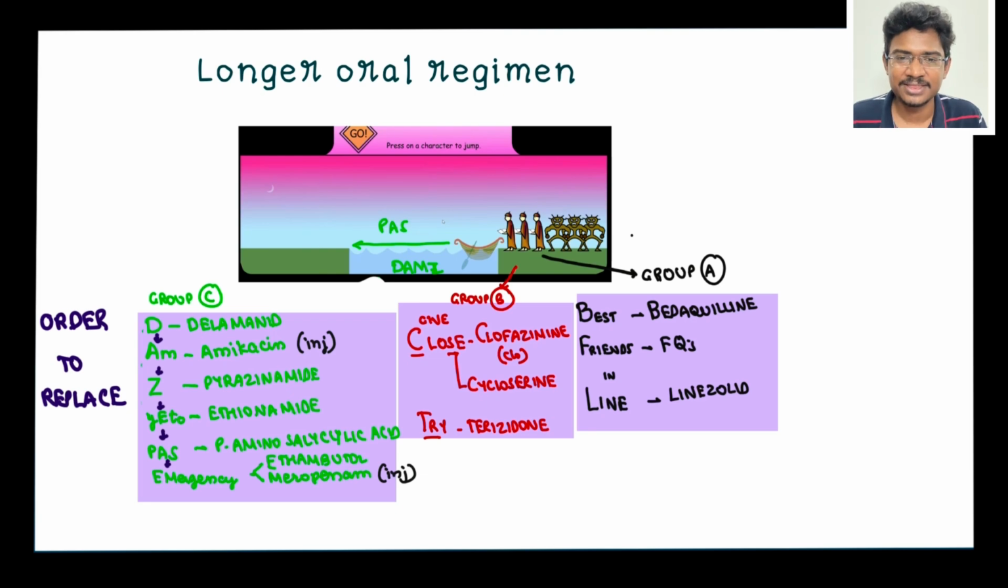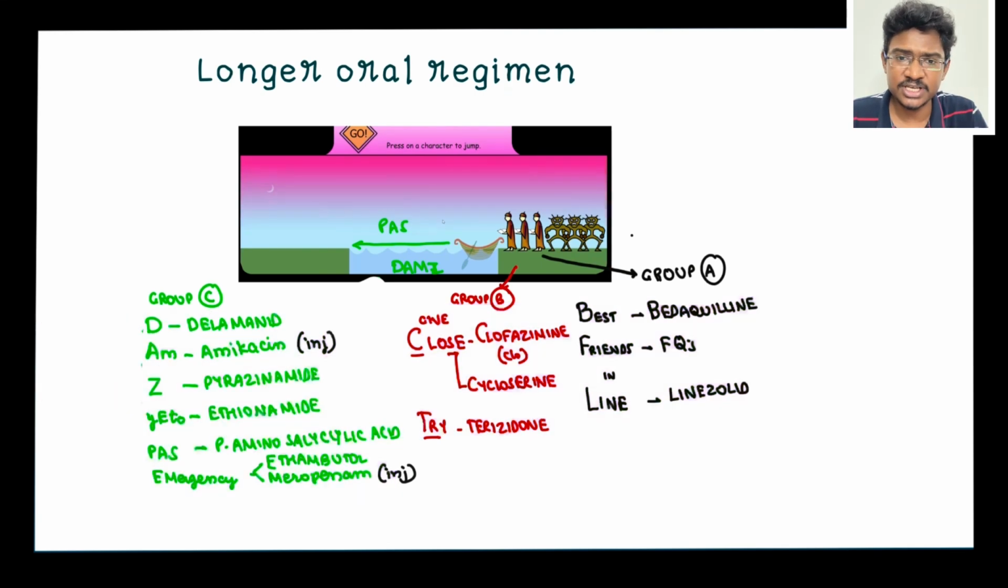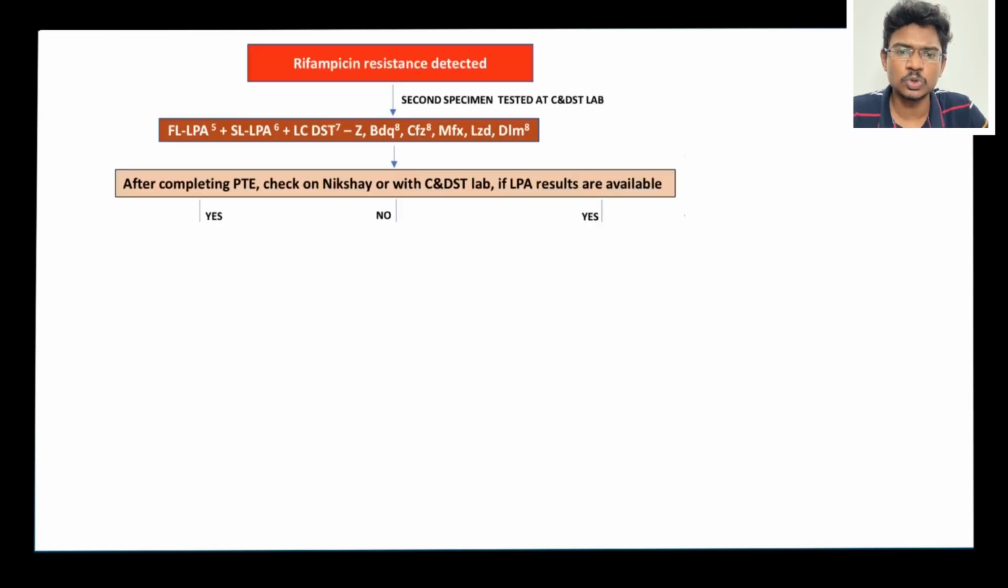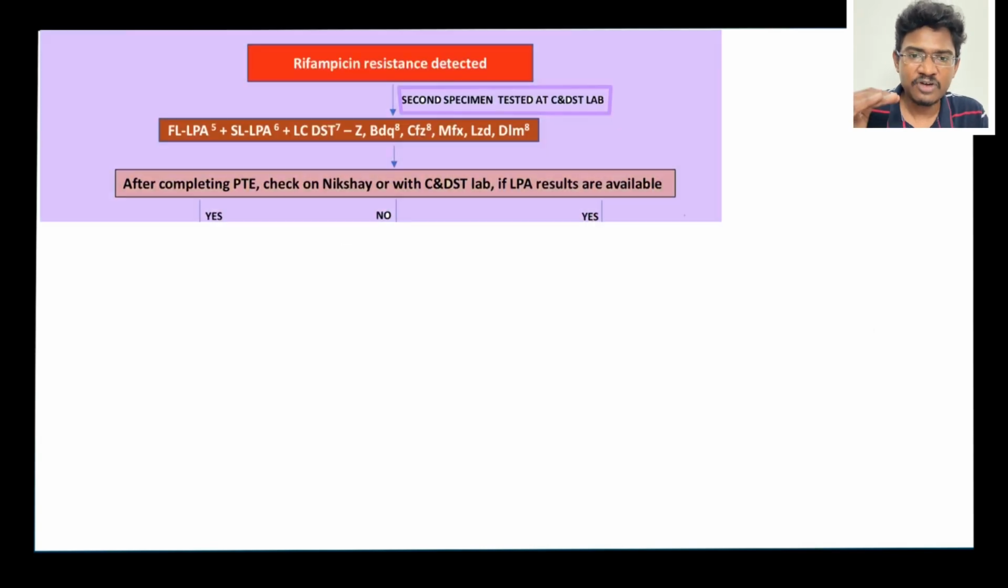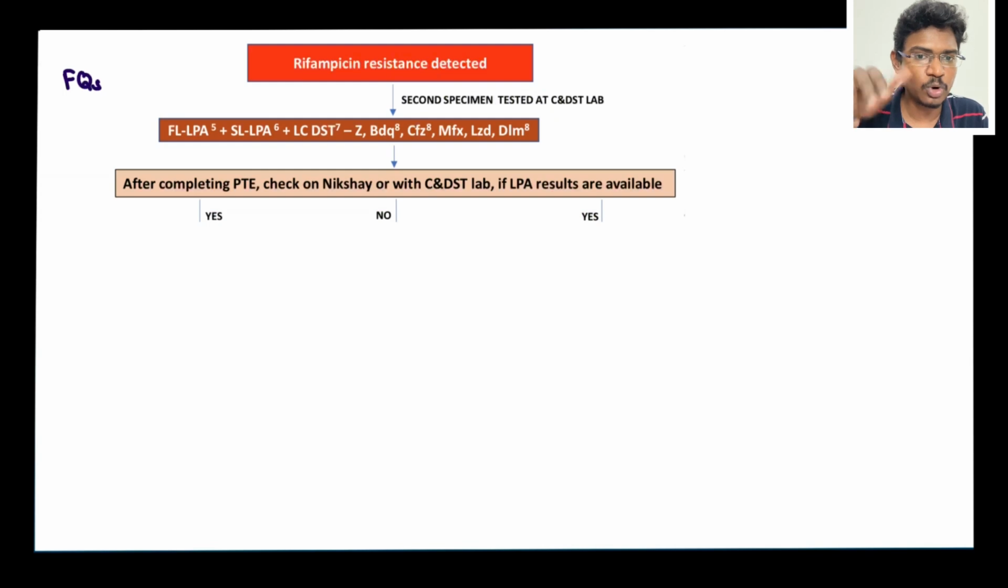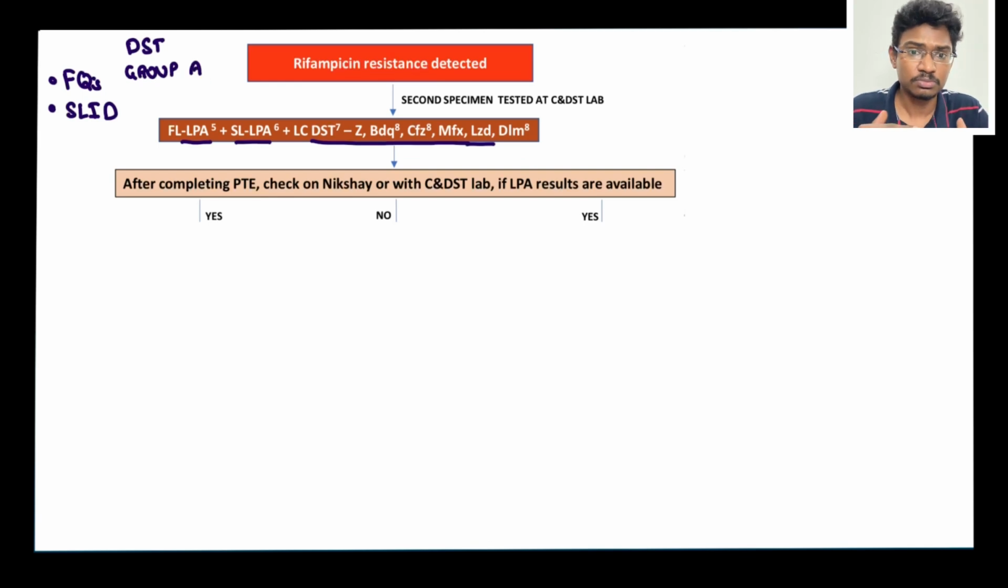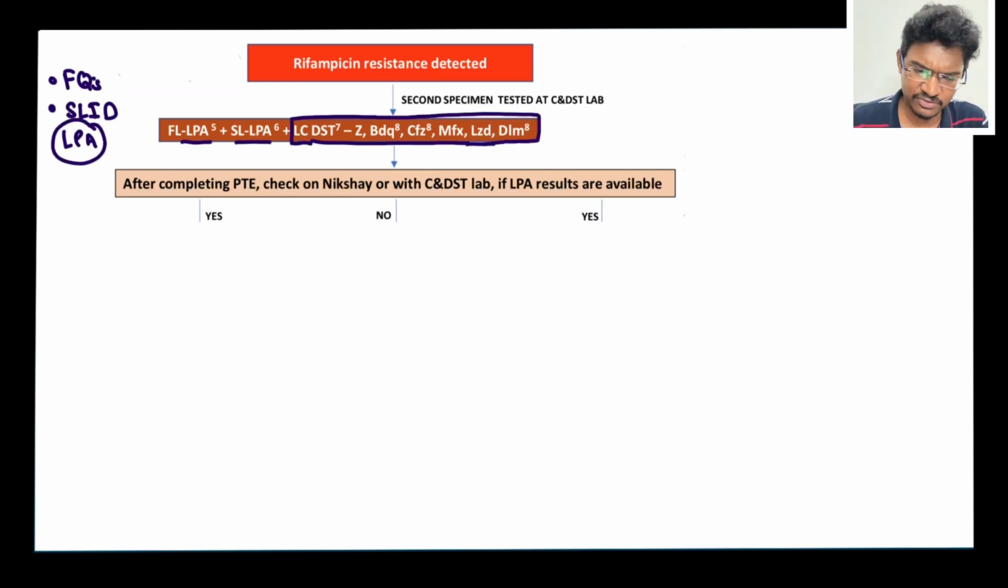Now let's see the interesting protocol followed for MDR-TB. First, you are going to test this key population and all the population with CB-NAAT. If it is positive for Mycobacterium tuberculosis, you are going to test immediately. Next, the specimen should be sent for testing for rifampicin. If rifampicin is found to be resistant, then what should you do? You should obviously send for reflex testing for other fluoroquinolones, and secondly injectables. So you are going to send it to DST labs, and bedaquiline, clofazimine, okay, whatever LPA possible we are going to do.